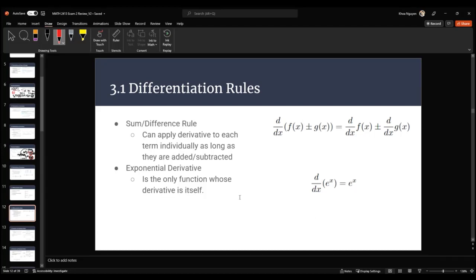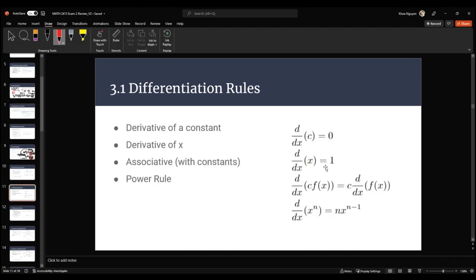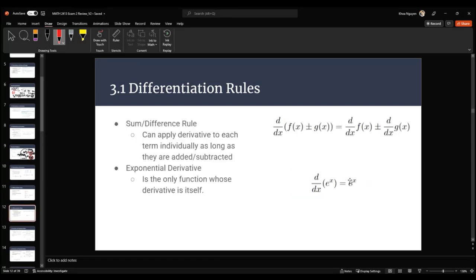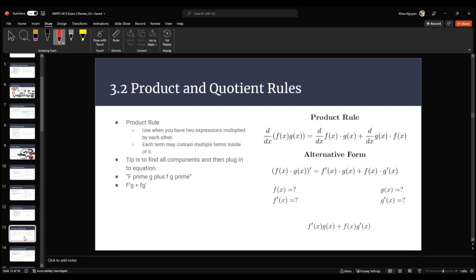And this is just another property to know. The derivative of e to the x is just e to the x. This is itself. So it starts out kind of simple with x's, and then you get e to the x, and this is just another one you have to remember. So e to the x, and then also the power rule.